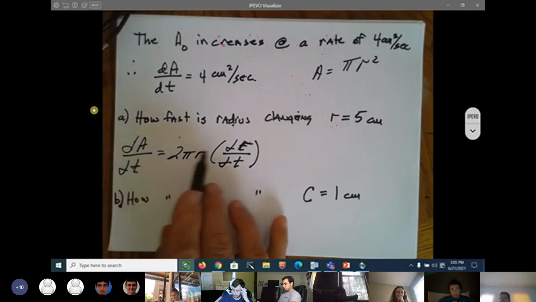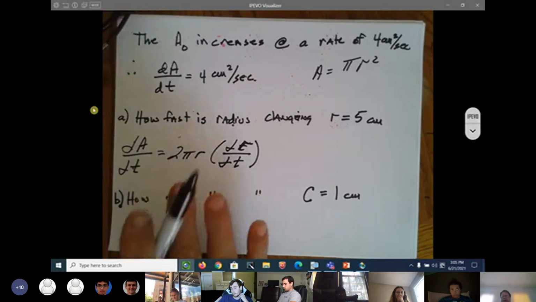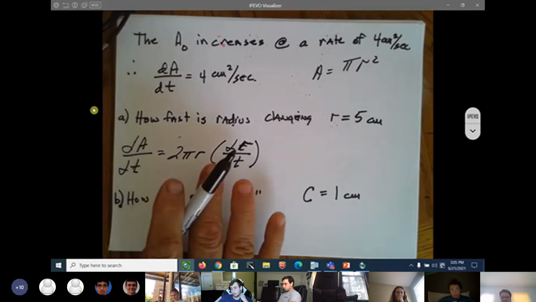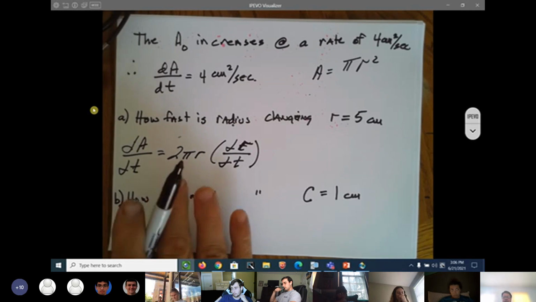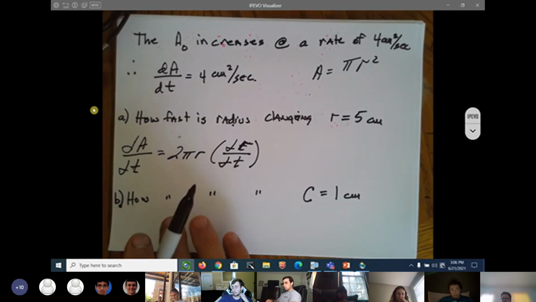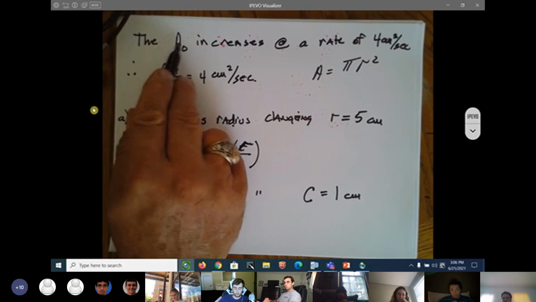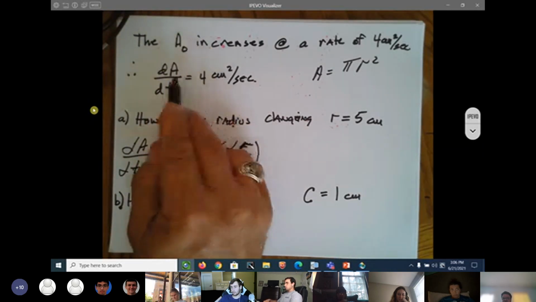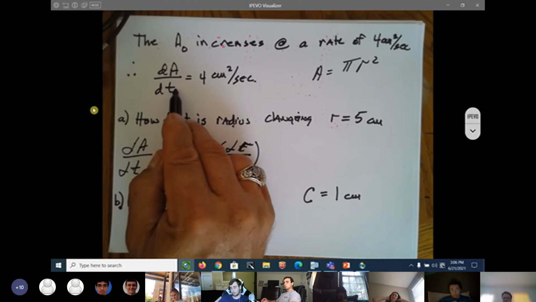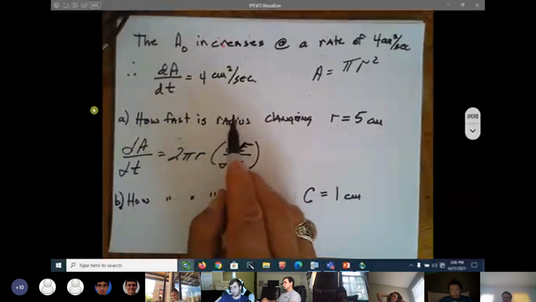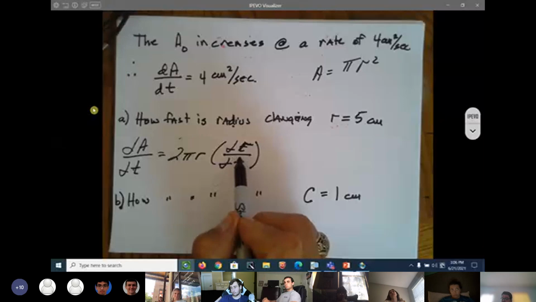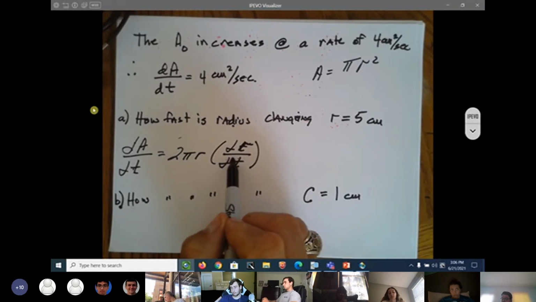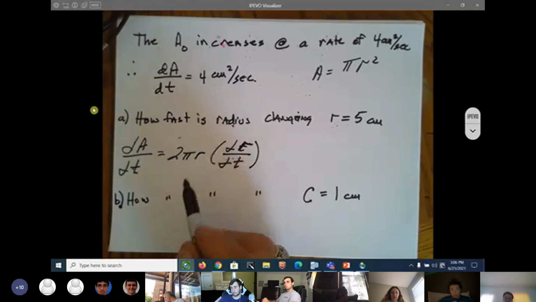Now, the reason I added these is because you haven't been dealing with something changing, okay? You haven't been dealing with that. This is the first section where something is changing. You're given the area increases, so the area is changing, dA over dt. And here, how fast is the radius changing? So the radius is going to be multiplied by the changing rate right here. Okay, so it's going to come out neat.